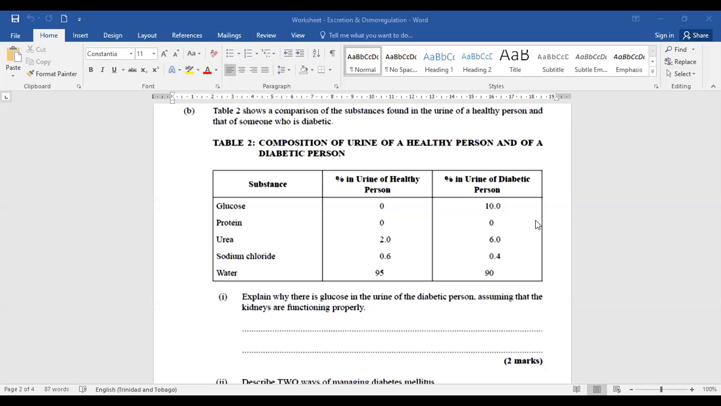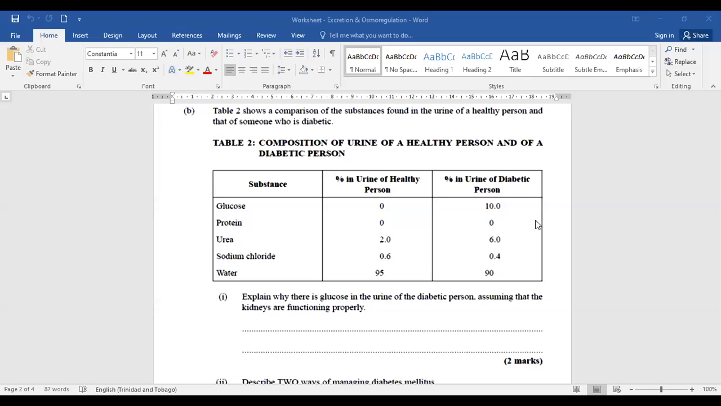It would be passed out in the urine because it will not be reabsorbed unless the body has need for it. But because you have an excess of glucose in the body, no more could be absorbed. So therefore, it will just be passed out through the urine. And that is how, for a diabetic person, you will find glucose present in the urine, but not in that of a healthy person. Okay?